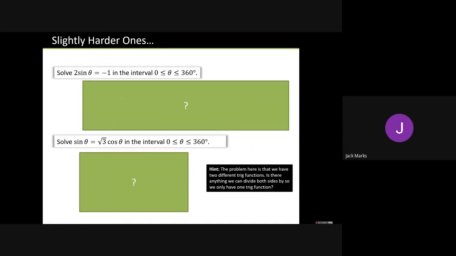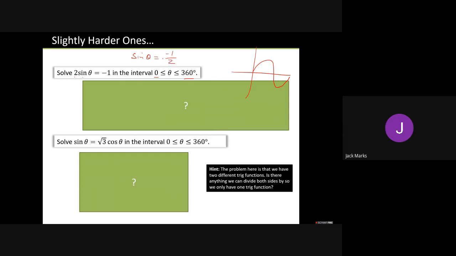Bit more difficult. Let's try some again. 0 to 360. So just worth doing a quick sketch here. Now it's not ready, because there's a number in front of sine. So you need to get rid of that number. So I'm going to divide by 2 both sides. So sine of theta equals minus a half.